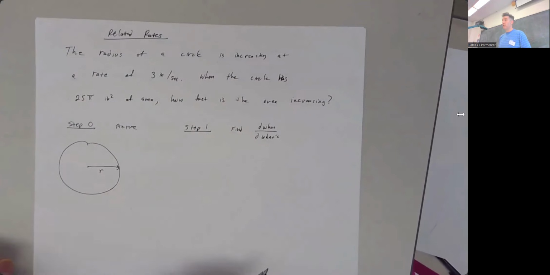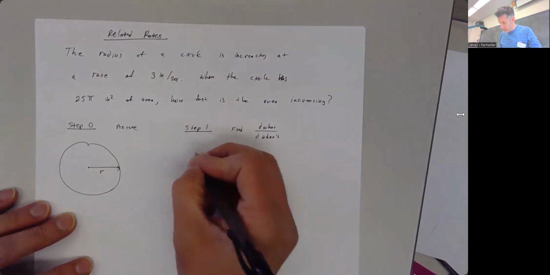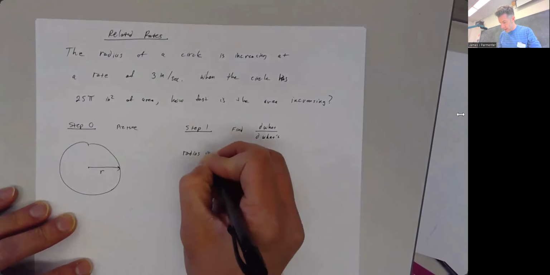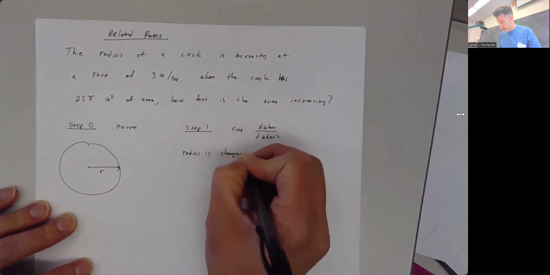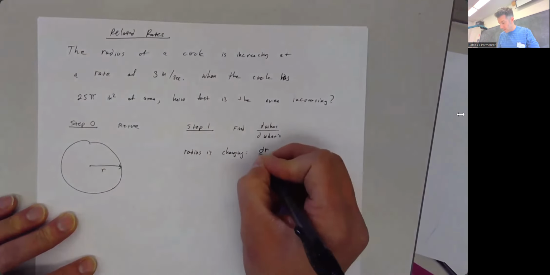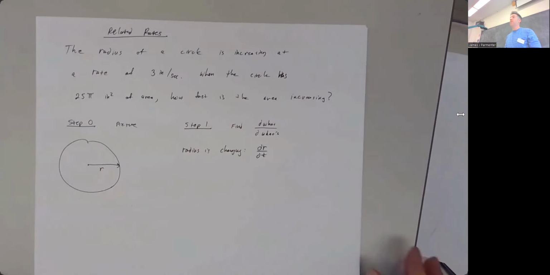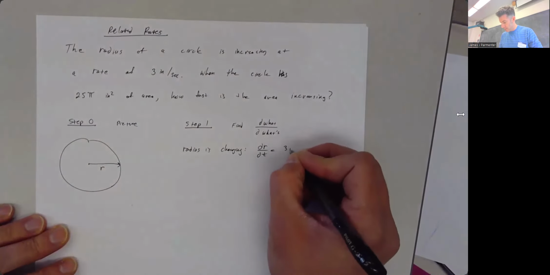Find your rates of change. What things are changing in this problem? Someone tell me one of the things that's changing. The radius is changing, right? They told us the radius is changing. And here's the important part: the rate of change of the radius, dr/dt. There's one of my dwhat's, dr/dt. How fast is the radius changing? Did they tell us? Yeah, they did. The radius is changing at 3 inches per second.